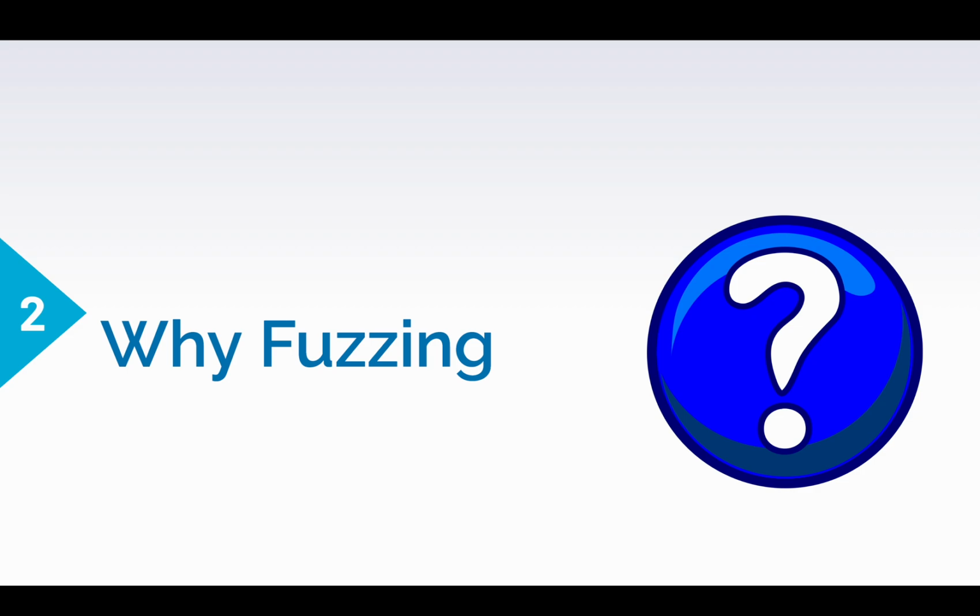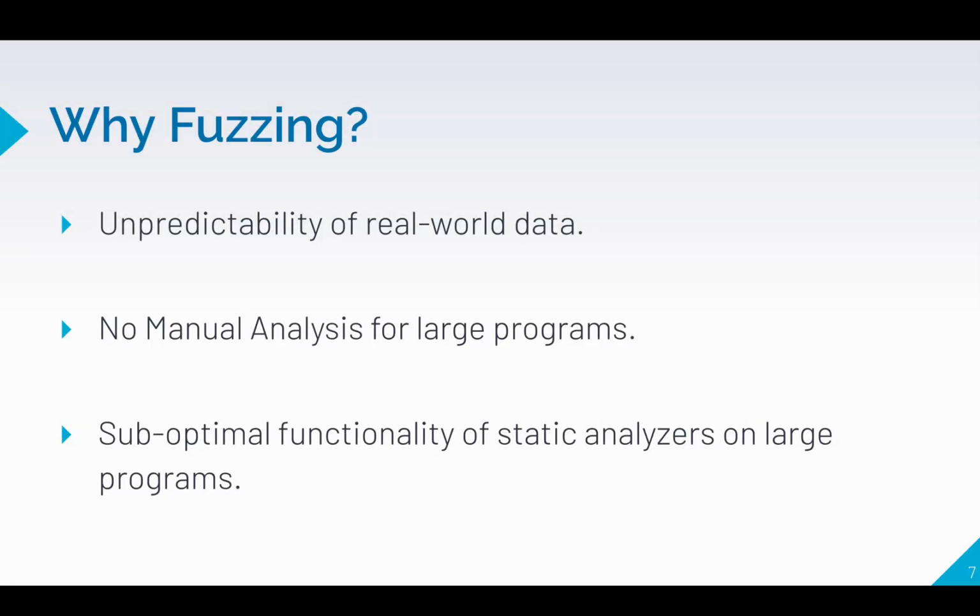So basically, we can ask ourselves why fuzzing is important, and the answer to that question is, first of all, it is an unpredictable process. Fuzzing allows us to simulate real-world data, which often behaves in ways we cannot predict. And second, for large programs, it is not practical to manually analyze every possible input, and static analyzers often perform suboptimally. Essentially, fuzzing allows us to automatically find vulnerabilities that could otherwise remain hidden, including zero-day vulnerabilities.